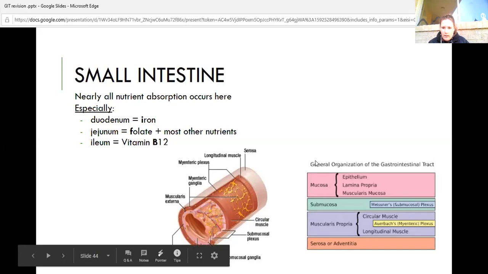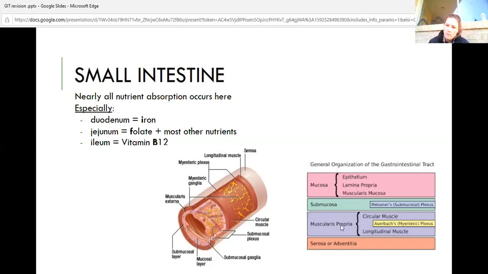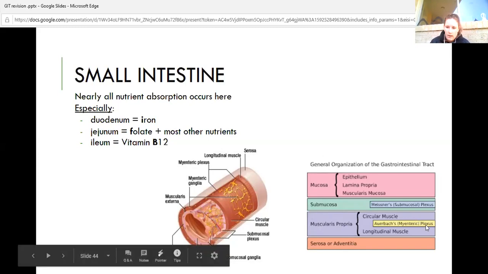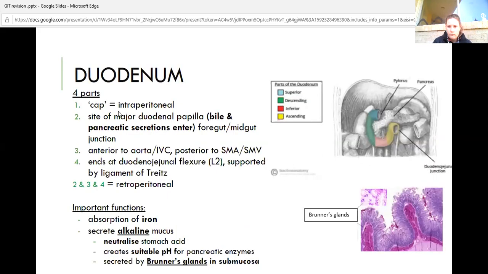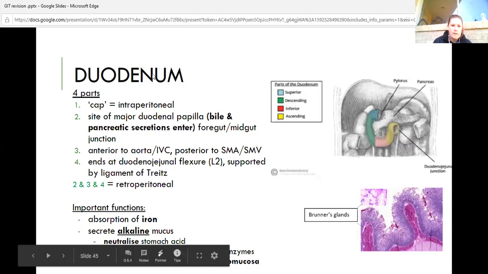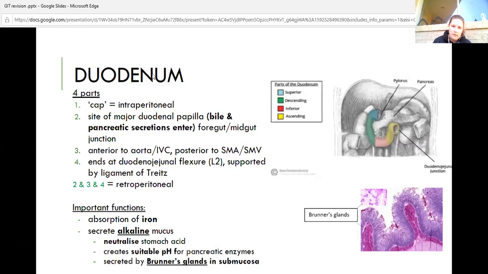And then here is just kind of the layers. So you've got your mucosa, epithelium, lamina propria, muscularis mucosa, and then your submucosa, which has a plexus attached to that, and then your muscular layer, which between the two muscle layers has your myenteric plexus, and then your serosa. Yeah. So the duodenum in a little bit more detail, it's got the cap, which is intraperitoneal.